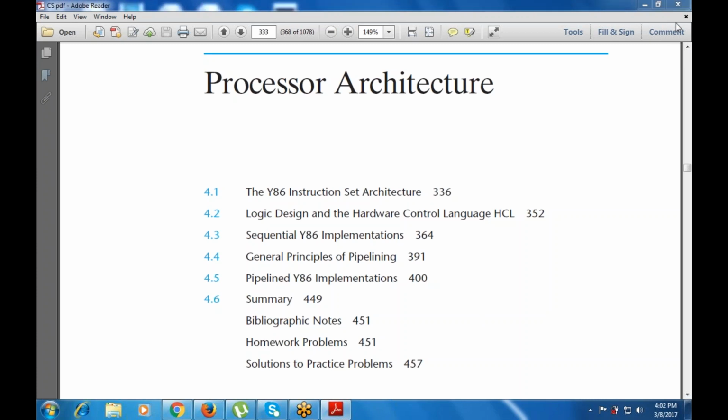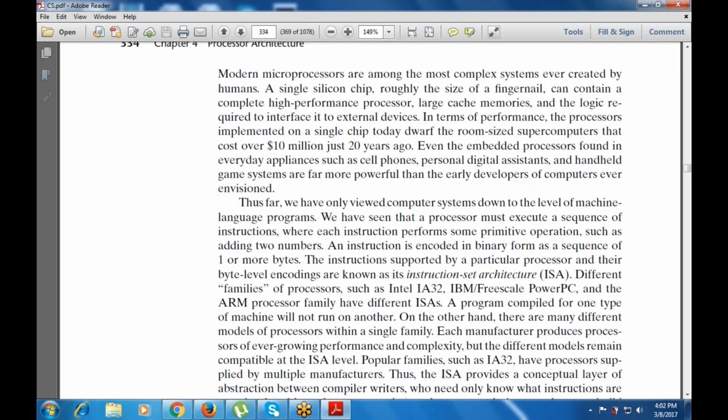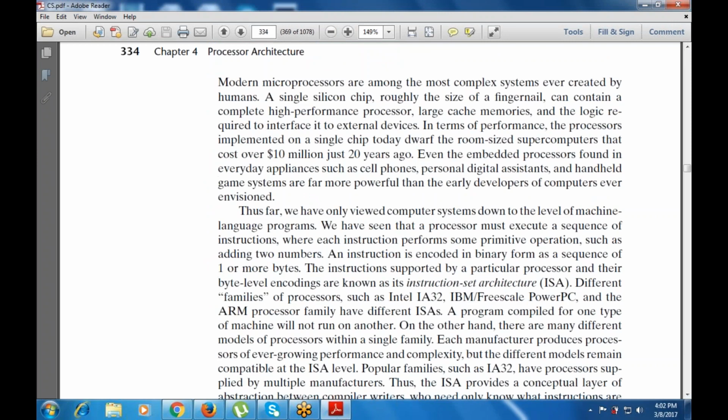Okay, let's start with the first one. Modern microprocessors are among the most complex systems ever created by humans. A single silicon chip, roughly the size of a fingernail, can contain a complete high performance processor, large cache memories, and the logic required to interface it to external devices. In terms of performance, a processor implemented on a single chip today matches a room-size supercomputer that cost around 10 million dollars 20 years ago.